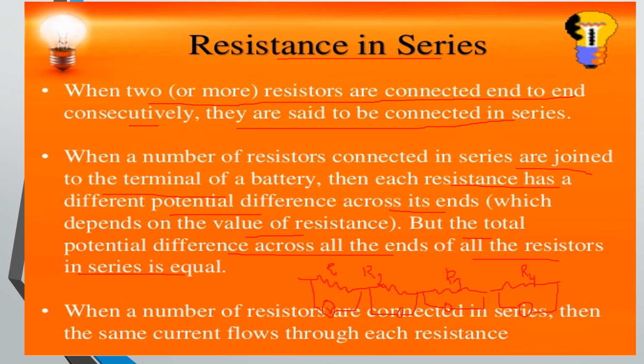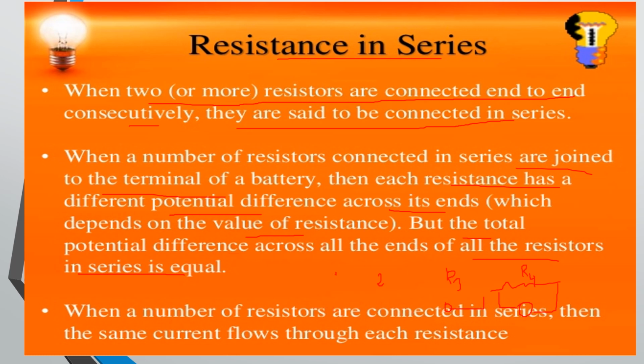Here the individual resistances have an equivalent resistance. So how are we going to calculate the equivalent resistance of the individual resistors, and also calculate the total potential difference between the two terminals of the four resistors? Now we are going to use the mathematical expression.